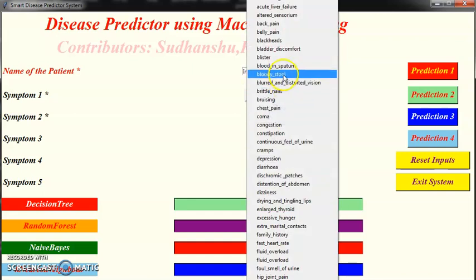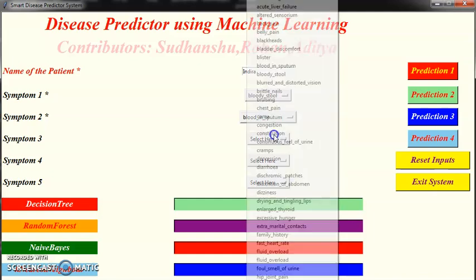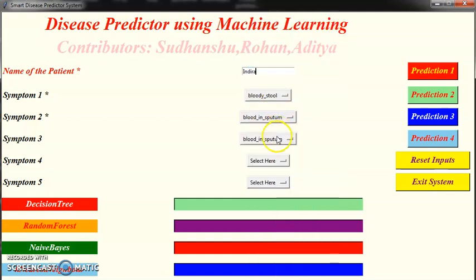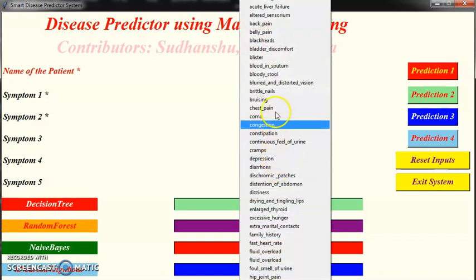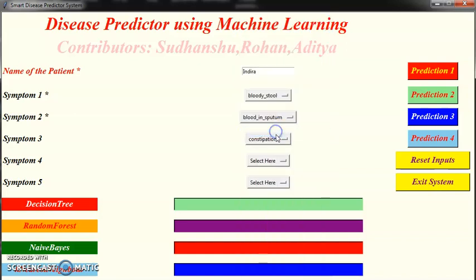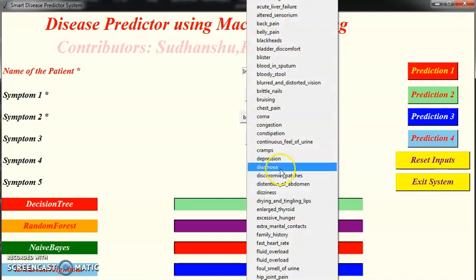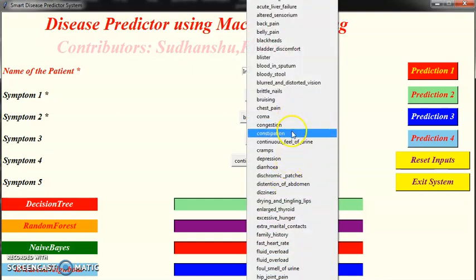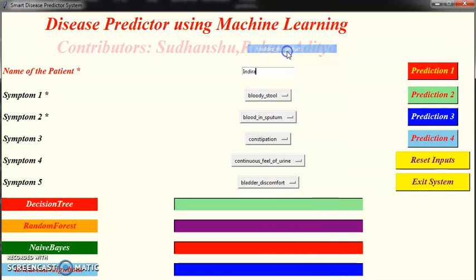Enter the second symptom. Enter the third symptom. Okay, I have entered the same symptoms. Let's enter any other. So as we have entered all 5 symptoms, let's start with the prediction of our first algorithm, called decision tree.